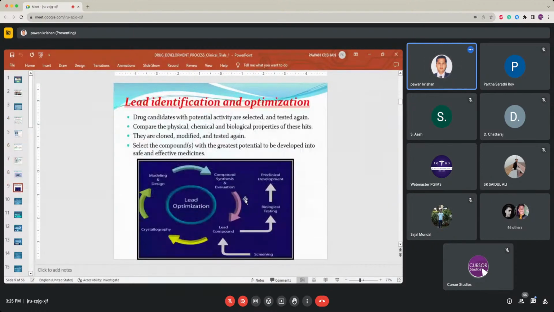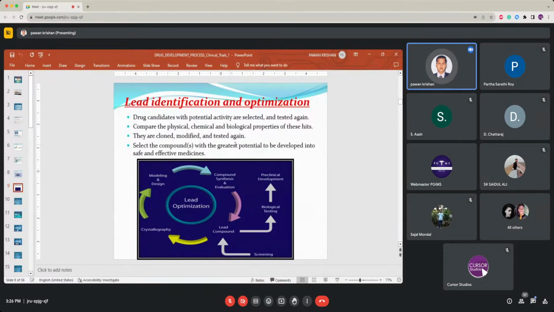So once these lead molecules are identified, they need to be optimized. Optimized means various steps are taken to develop or refine their properties, especially the physical and chemical properties, wherever the refinement can be done. So for optimizing that, the properties of the compounds are modified so that they have appropriate activity.